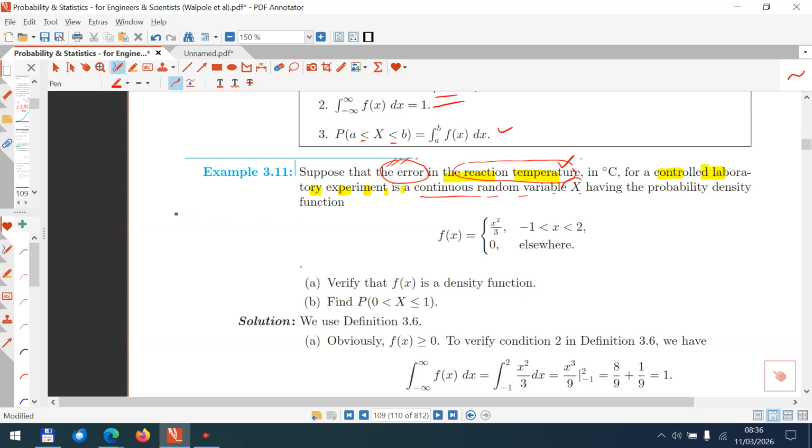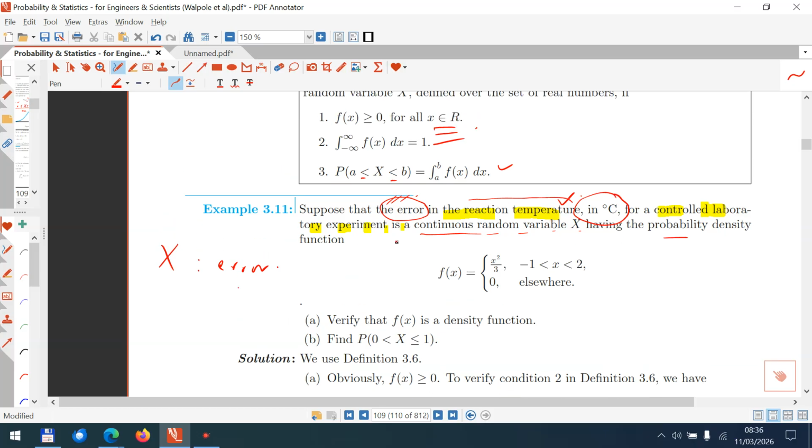So he's using this x for the error in this case. And the error in what? The reaction temperature. So you see why he is doing that? Because he doesn't want to have these units in the formulas. So you just have this in the paragraph so that your symbols are clean without any units. So that is not only a continuous random variable, he's also proposing a probability density function, right?